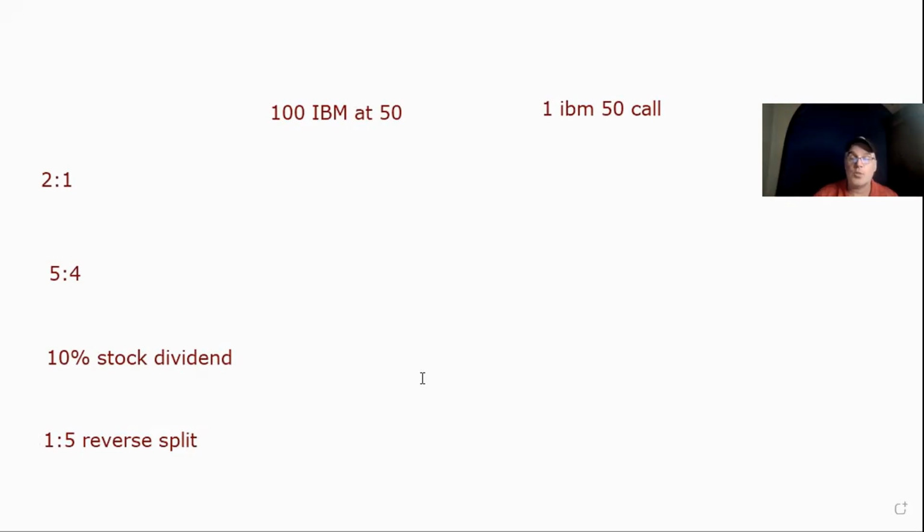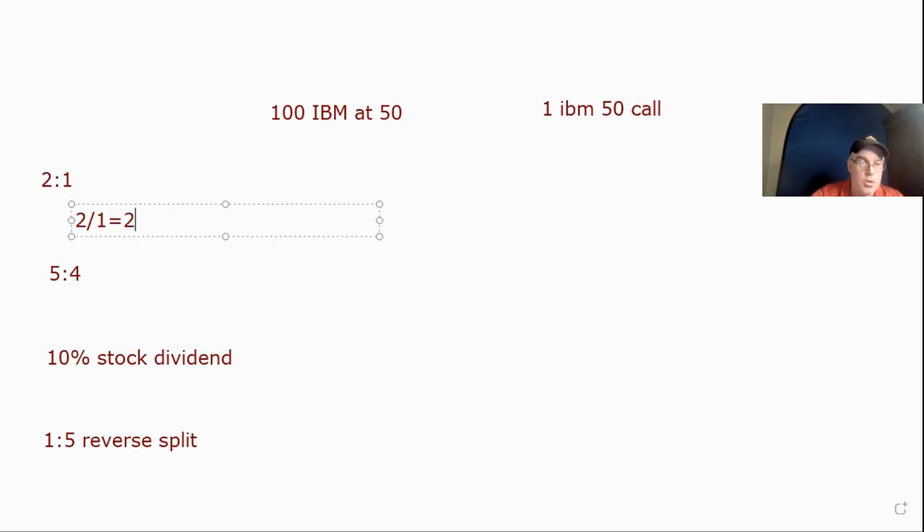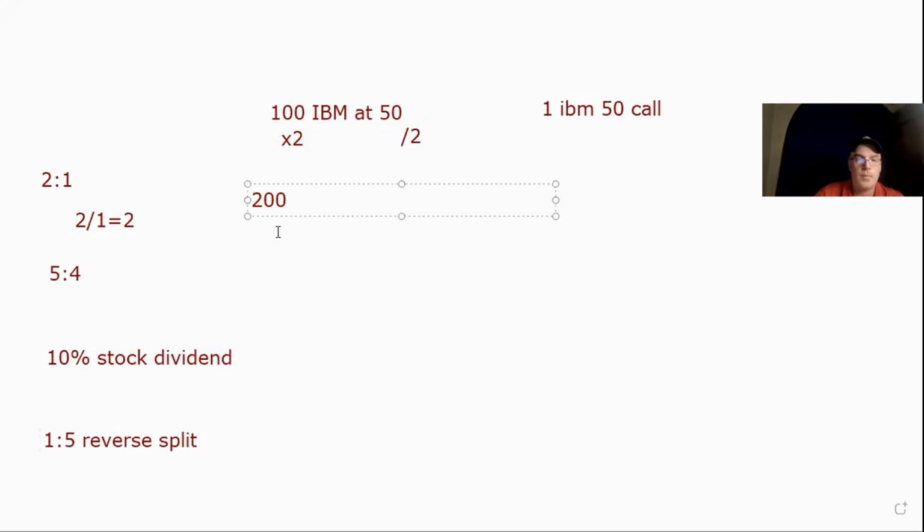So let's say we have a 2-for-1 split. That means you're going to get 2 shares for every one you own. We're doubling everything. So the easiest way, I do 2 divided by 1 equals 2. That's my multiplier. I'm going to take that 2 and multiply it times the number of shares, and then I'm going to divide the price by that number. So now after a 2-for-1 stock split, you now have 200 shares at 25. So it's the same thing. 100 times 50 is 5,000. 200 times 25 is 5,000.